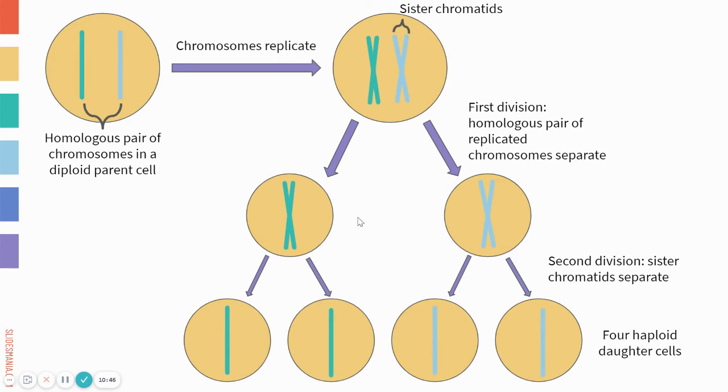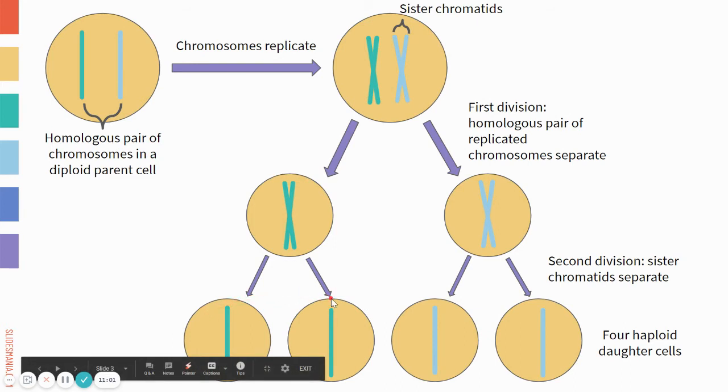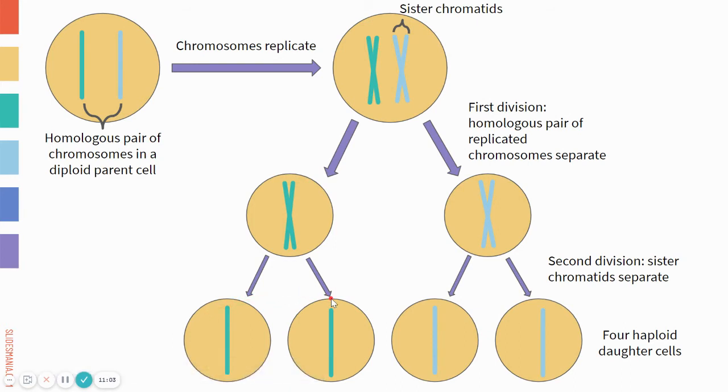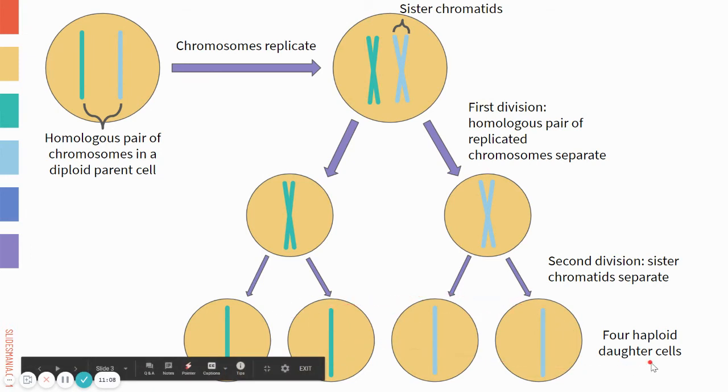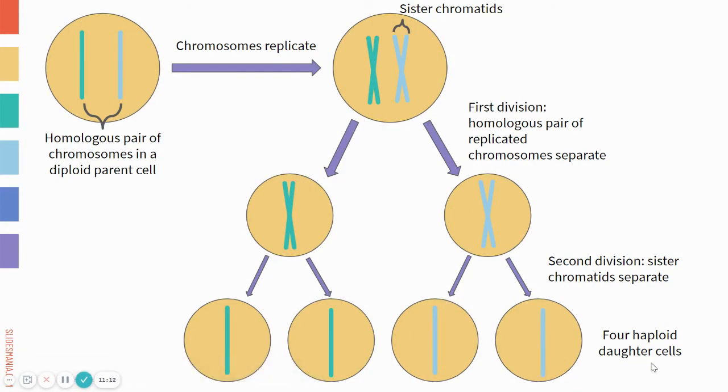And then the second division is almost exactly like mitosis. So remember, in mitosis, we separate the sister chromatids into two daughter cells, and that's exactly what's happening in the second division in meiosis. The sister chromatids are going to separate, so we end up with two daughter cells that each contain one unreplicated chromosome. And again, they're staying as haploid because we're not introducing any new genetic material. So the end result is 4 haploid daughter cells. And we'll now look at how this process occurs in a little bit more detail.